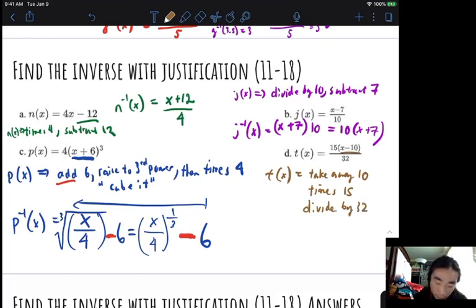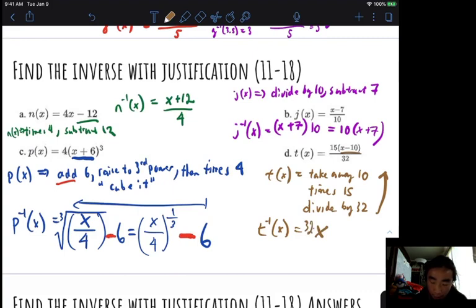T inverse of x looks like going opposite. So we have our x, we now multiply it by 32, divide it by 15, and then add 10. Okay, the order over there matters. That's part D. We have t, our original function, and now we solve for t inverse.